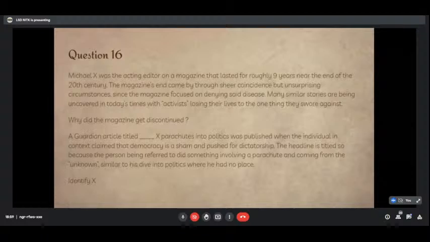So the first part of your answer will be why this said magazine got discontinued. The second part of your answer will be identifying X, which is the common surname between one of the editors of that magazine and this person who deals in parachutes. And surprisingly, both of them have very contrasting views with that of peace, I could say. Question 16.